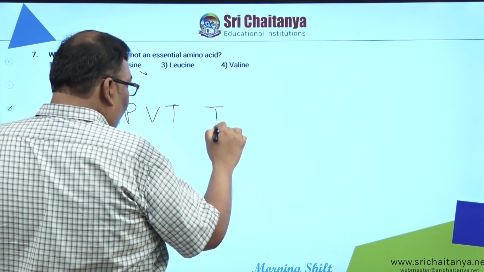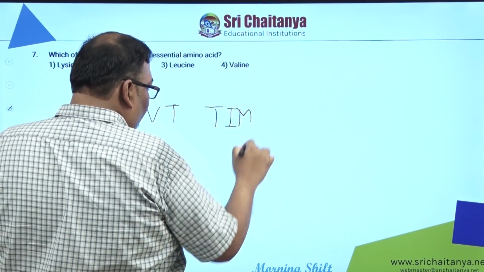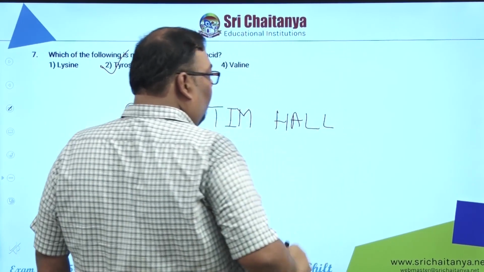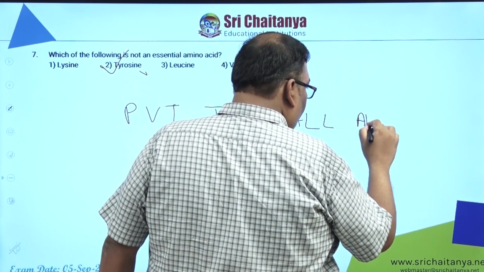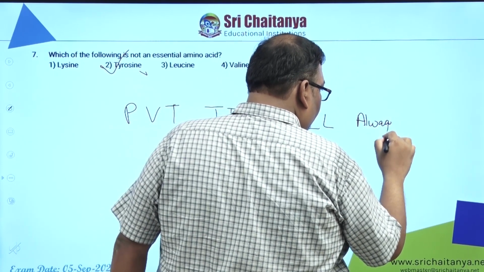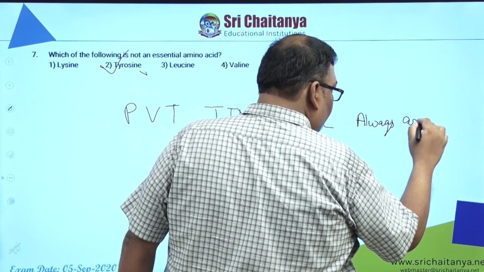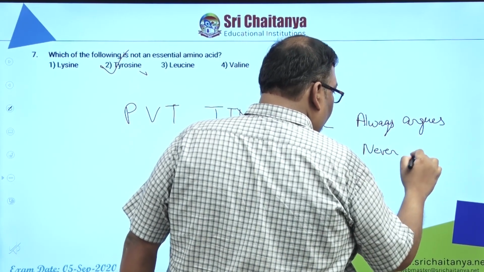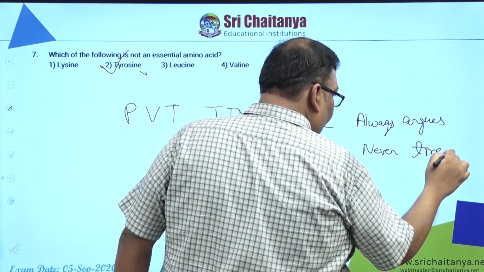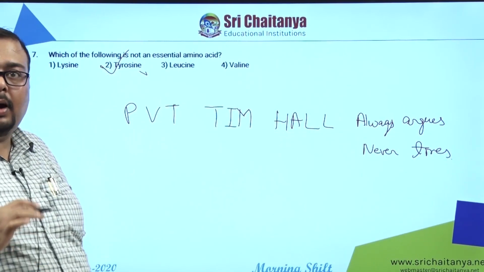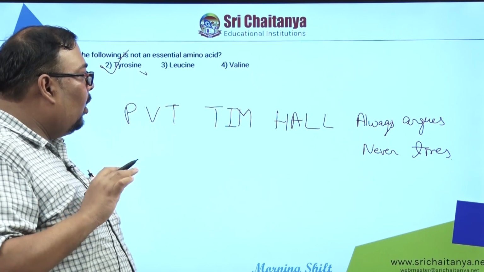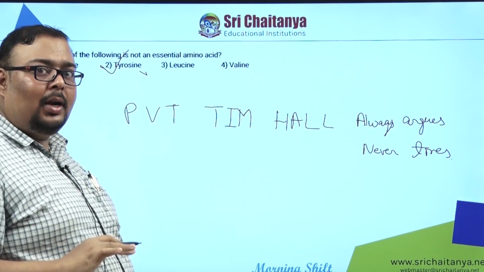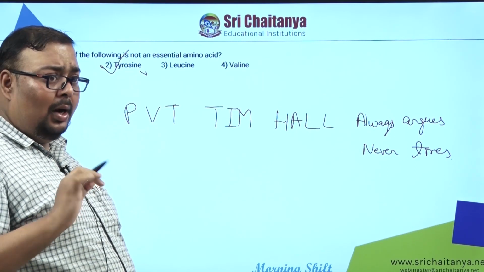Private Tim Hall always argues, never tires. Okay, Private Tim Hall always argues, never tires. Now this mnemonic will give you all the 10 essential amino acids, along with which one each letter is representing.